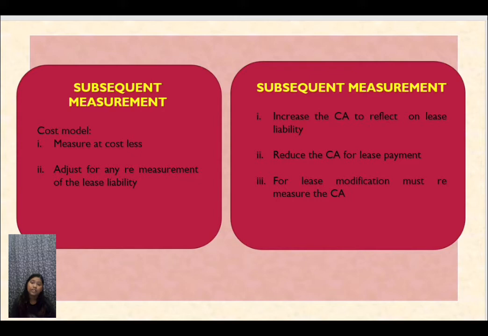Moving on to the lease liability, we increase the carrying amount to reflect interest on the lease liability, and we reduce the carrying amount for lease payments made. And lastly, we don't always need a modification, but when there is a lease modification, we should remeasure the liability and adjust it back. This will be further explained on the next slide.